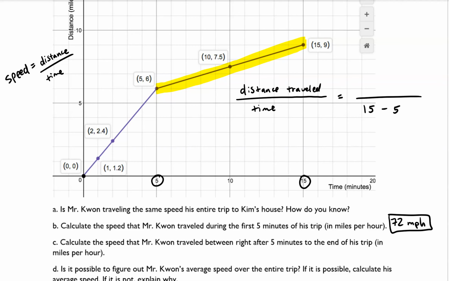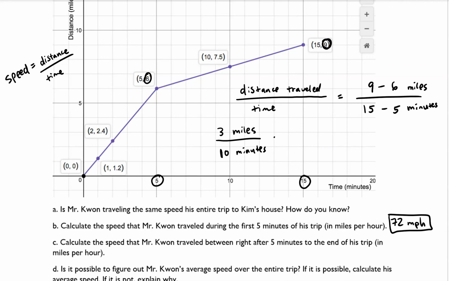So that part of my trip is happening over a span of 10 minutes. Now, I want to figure out how much distance I traveled. The way I'm going to do that is I know after 15 minutes I've traveled 9 miles, and after 5 minutes I've traveled 6 miles. So during that leg of the trip, I've traveled 9 minus 6, which, if you simplify this, so this is in miles, and this is in minutes, we get 3 miles over 10 minutes.